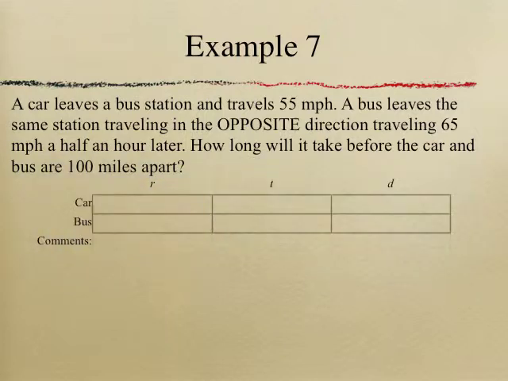So let's start with our chart. We'll put the information in that we know. We know the rates. So the car goes 55 miles an hour. The bus goes 65 miles an hour.